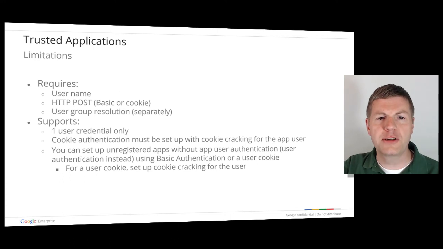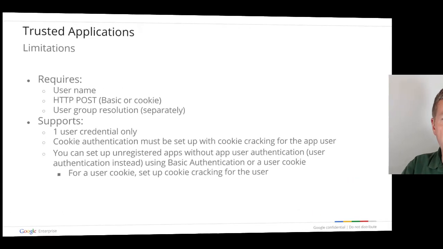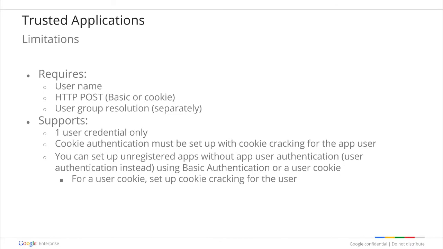Only two authentication mechanisms are supported for authenticating registered trusted applications: HTTP basic authentication and forms authentication with cookies. For registered trusted applications that authenticate with cookies, the GSA will need to use a cookie cracker for the sample URL so that it can verify the application's identity.